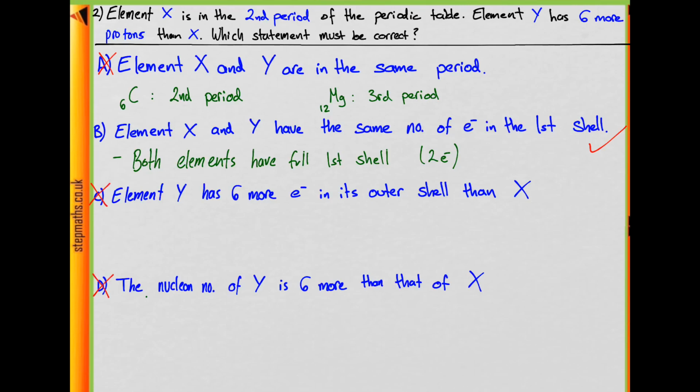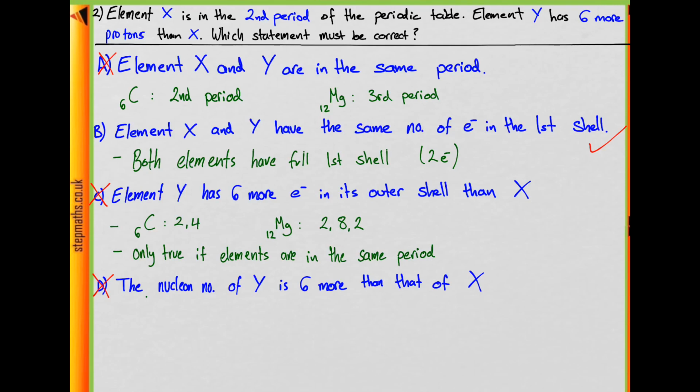So looking at C, element Y has 6 more electrons in its outer shell than X. So if you take the same example where we have carbon and magnesium, our electron configuration for carbon will be 2 in the first shell, 4 in the second shell. And for magnesium, it will be 2 in the first shell, 8 in the second, and 2 in the third shell. So if we compare the outermost shells, we can see that magnesium doesn't have 6 more electrons in its outer shell. This statement will only be true if both elements X and Y are in the same period.